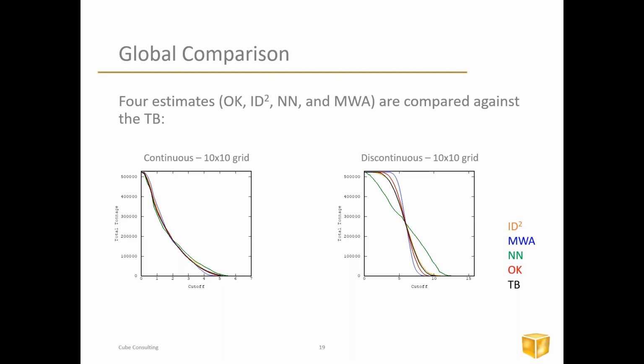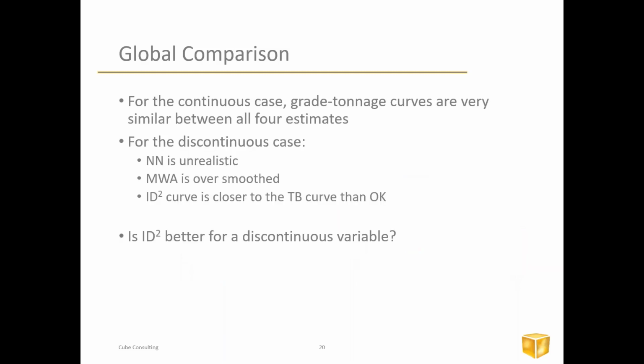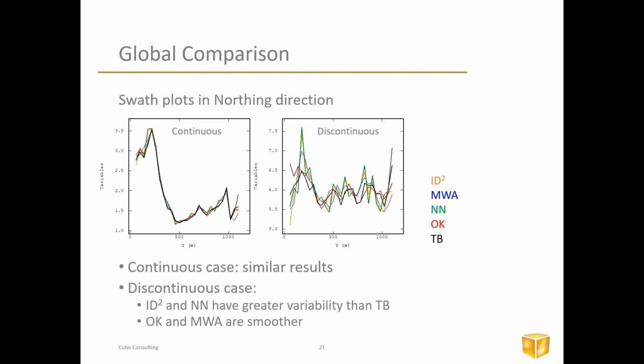If you look closer, you're going to see that the ID square curve is actually closer to the turning bands than the ordinary Kriging. So, is ID square better for a discontinuous case then? Now let's have a look at the swath plots in the northern direction. Continuous on the left, discontinuous on the right. Again, all the curves are pretty much the same.